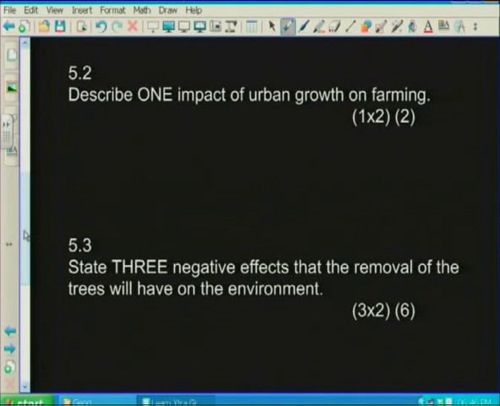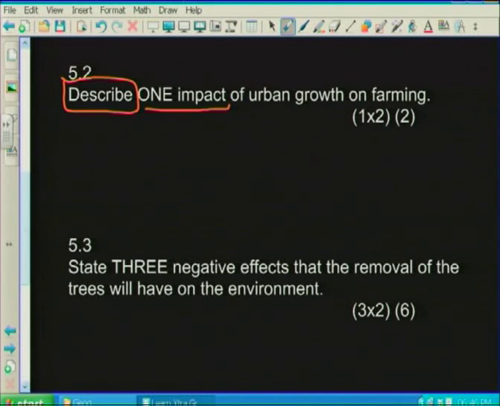Now, it's important when you're looking at your exam as well to look at task words or keywords. Okay, what does it mean to describe something? They want a fair amount of detail. A description is quite detailed. So you must answer, even though it's only for 2 marks, you must give a description of one impact that urban growth has on farming, as it were.